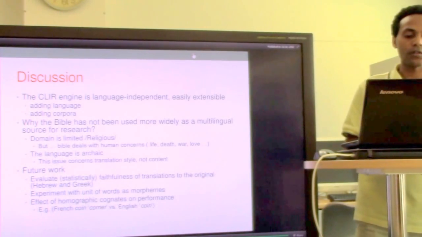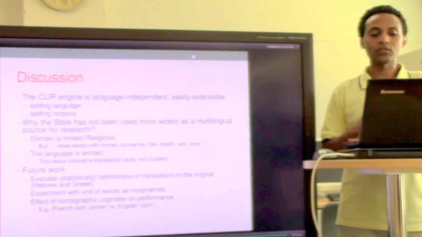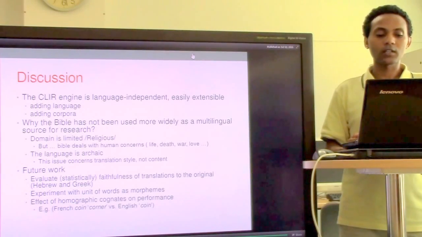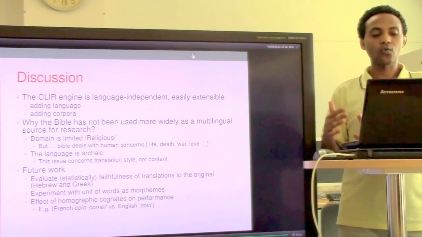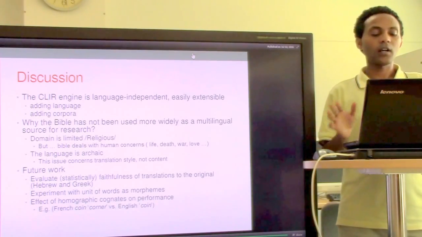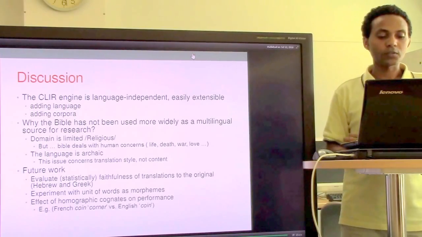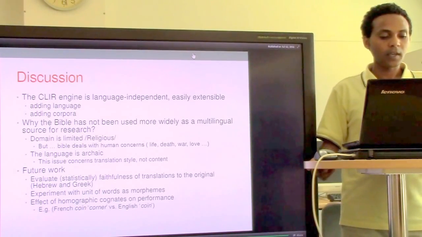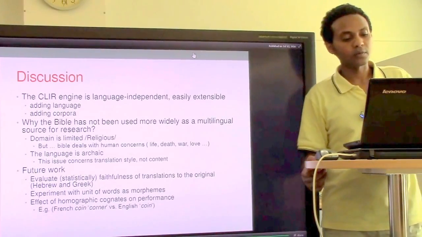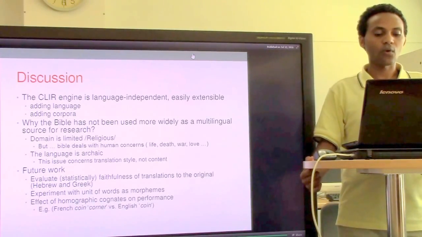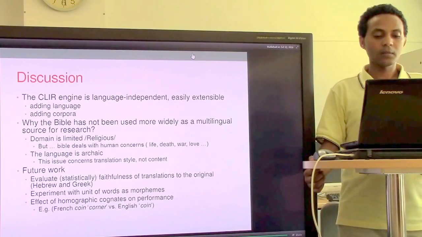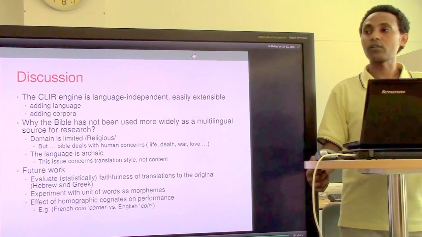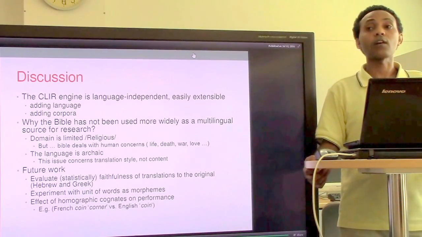And for the future, they want to evaluate statistically the faithfulness of translation to the original Bible publications, which were Hebrew and also Greek. So statistically, how the current translations of the Bible compare to the old translations, and also experiment with units of words as morphemes, not only words but also morphemes. And finally, the effect of homographic cognates on performance. An example is the French word coin, which means corner, and the same word coin in English means a different thing. So what would be the effect of these cognates on the performance of a cross-language information retrieval system?